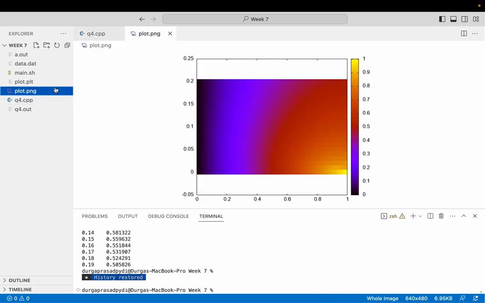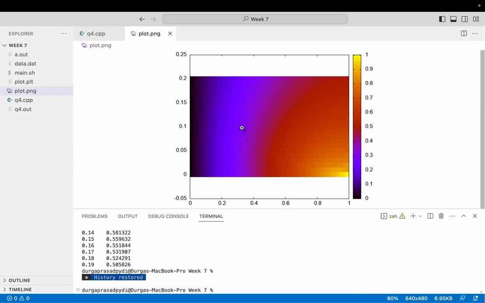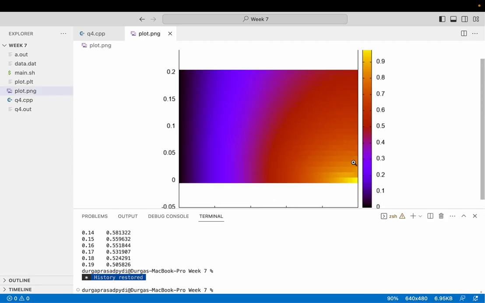So, I'll just show you the solution. So this is the solution I get once I solve the system of equations. So x-axis is my position, and y-axis is my time.